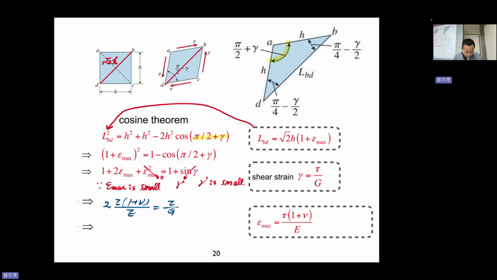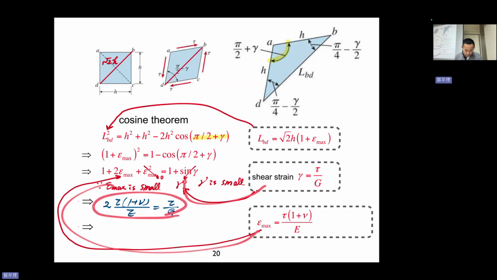Okay, so you can have 2 times tau times 1 plus nu divided by E equal to tau over G. Of course, this one is epsilon max, which we obtained in the previous page, right? Then the shear strain gamma here, we can substitute here, so we can get this one. All right, so we substitute here and here, we can get this one.